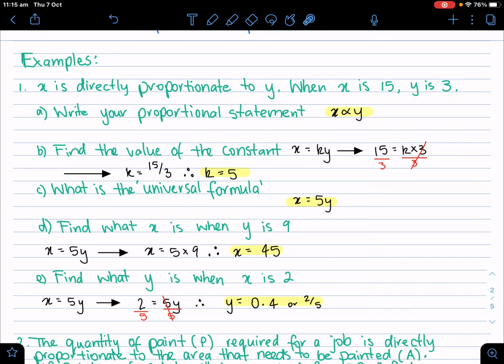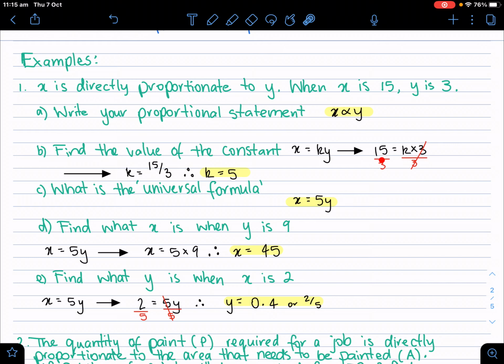The next step is to find the value of the constant. Now, before that, we do step 2, which is we replace the fish symbol with equals k. And then after that, we sub in for the variables. Now, it says here, when x is 15, y is 3. So when x is 15, y is 3. And you see I subbed them in.